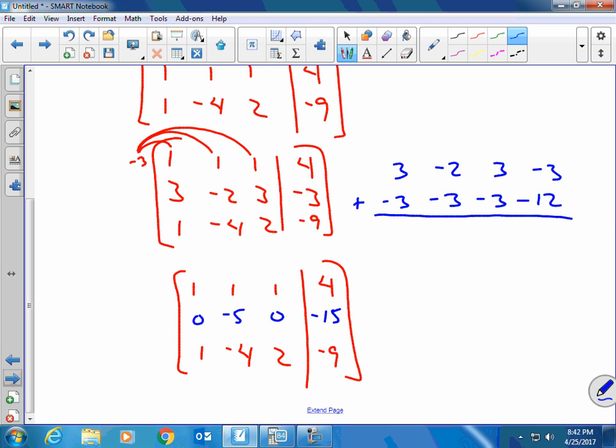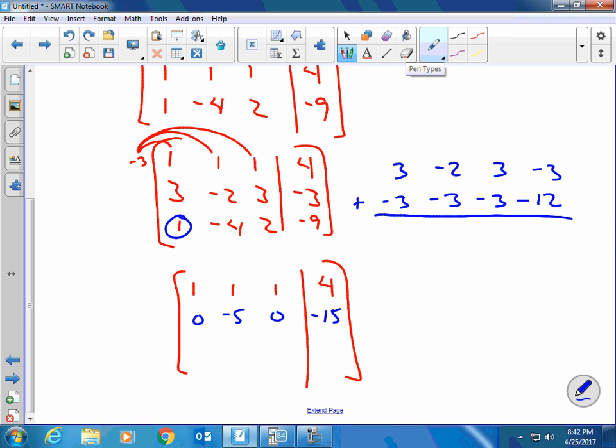Okay? Let's go down. Multiply. I'm going to get rid of this. We could have worked with that negative 5 and the negative 15 now, but I can also just take care of this one while we're at it.